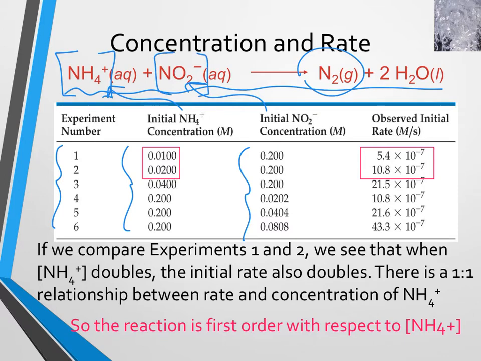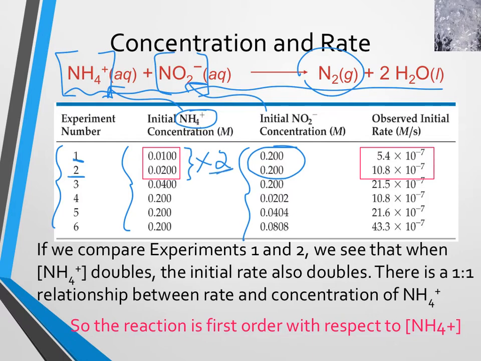What you want to do is pick 2 experiments to compare. We're going to try to figure out the order with respect to ammonium ion first. So let's compare experiments 1 and 2. I'm comparing those because the concentration of ammonium ion has doubled, and the concentration of the other reactant has remained constant, which is good because we're looking just at ammonium.